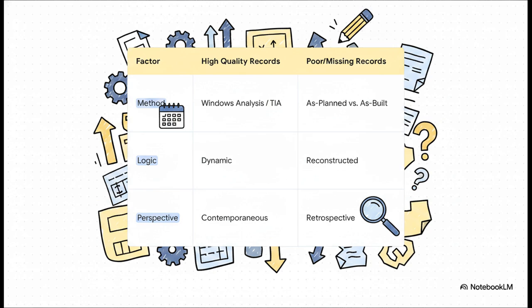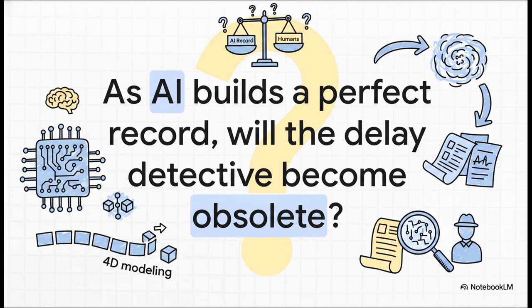If you've got amazing detailed records with frequent updates, you can use the really powerful dynamic methods like a Windows analysis or a TIA. But if your records are a mess or missing, you're forced to rely on the simpler, more retrospective methods. In the end, the evidence dictates the method. Period.